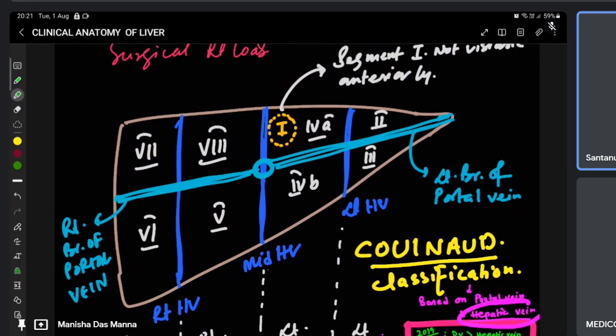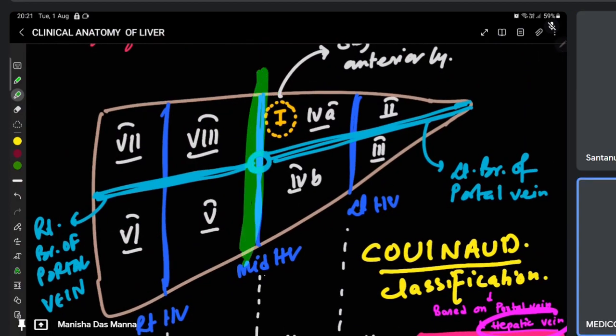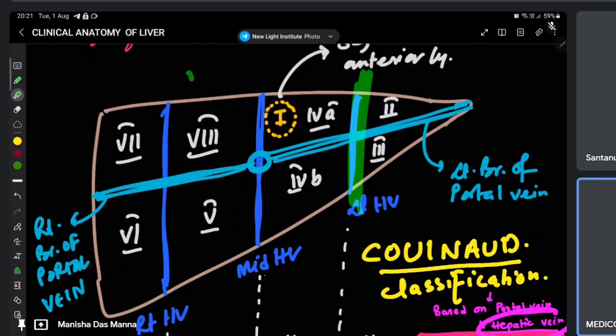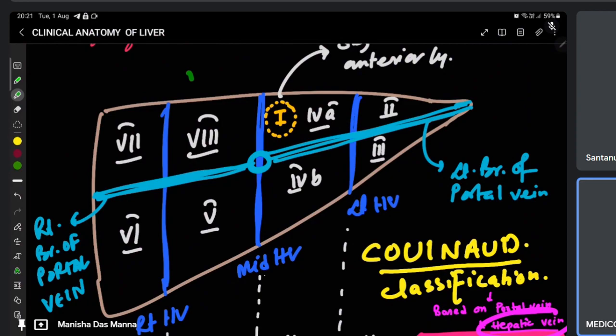Okay, now this is the middle hepatic artery. This is the hepatic artery, and this is the right hepatic artery. Are you appreciating these things? And what is this? This is the left branch of portal vein, and this is the right branch of portal vein, which is the most important tool for this coordinate classification. Okay, and you can appreciate this.